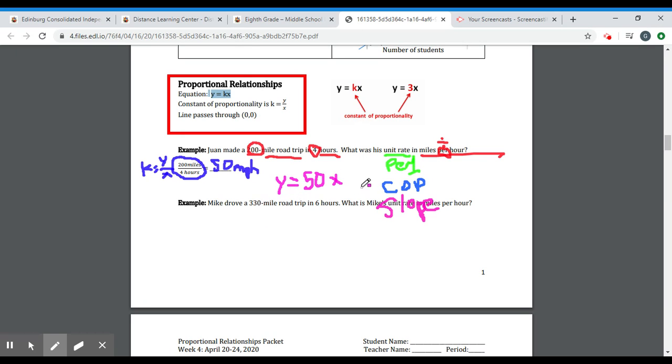So that's how it would be. There's my equation. Okay. Here's my K equals Y over X setup. So this is working on a proportional relationship from a word problem. Okay. We have another one here below.